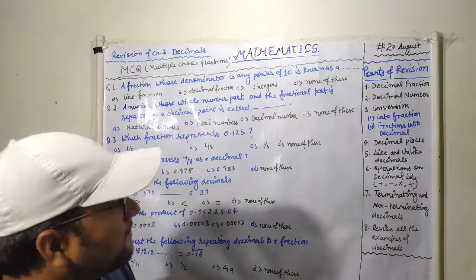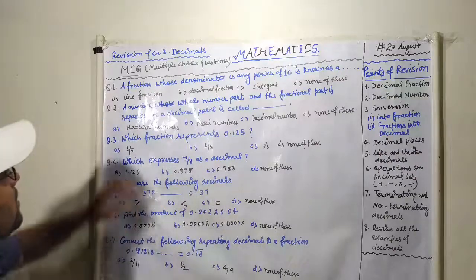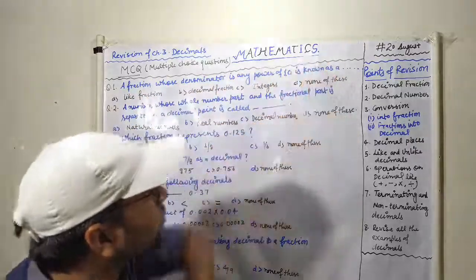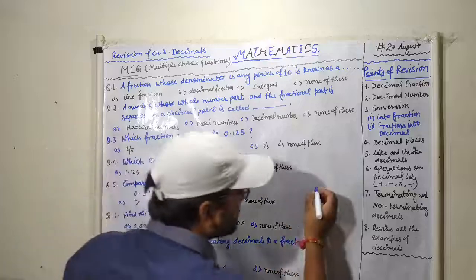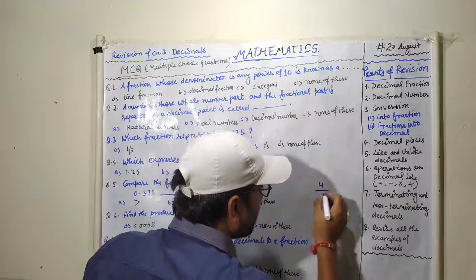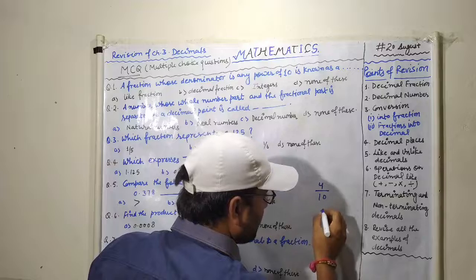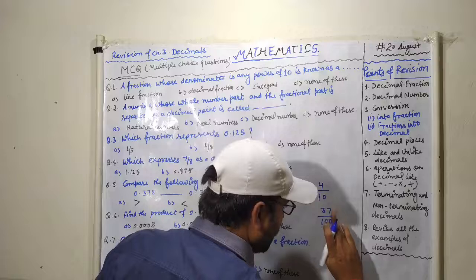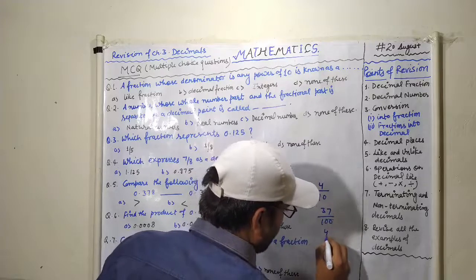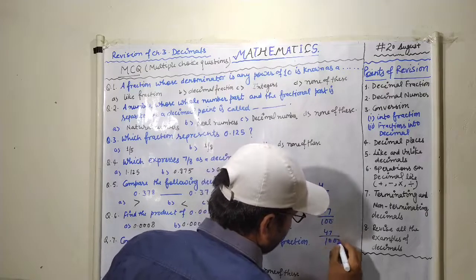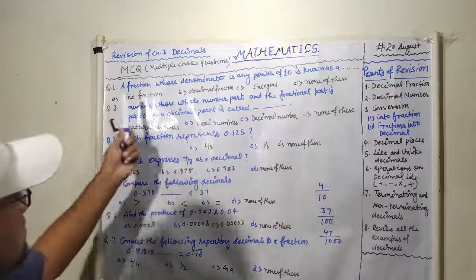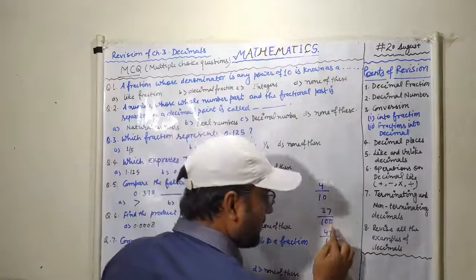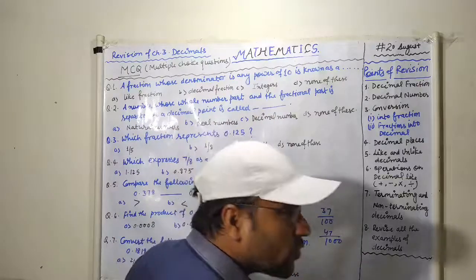Okay, so the first question in that MCQ: a fraction whose denominator is any power of 10 is known as... means that if any fraction, suppose it is given as 4 upon 10, 37 upon 100, 47 upon 1000, a fraction whose denominator is any power of 10, means 10, 100, 1000, 10,000 and so on.